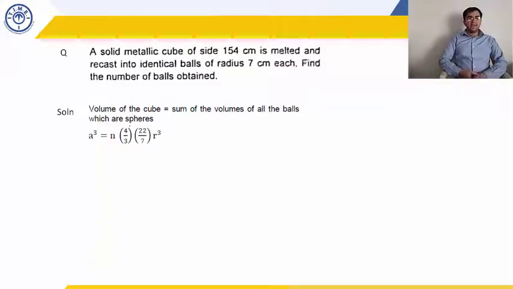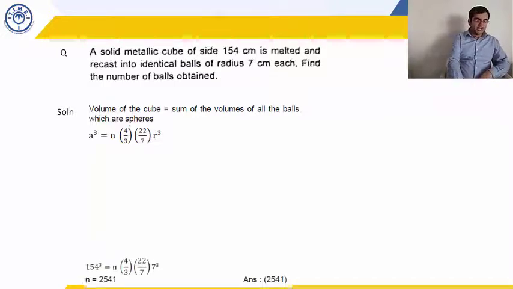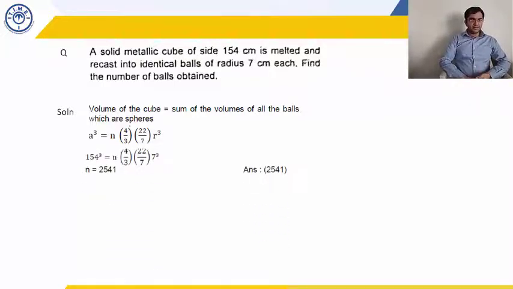So I get, side of the cube is A, volume of the cube is A cube equal to n into 4 by 3 pi r cube. So 154 cube is equal to n into 4 by 3 pi into 7 cube. And simplify this to get the answer as 2541.